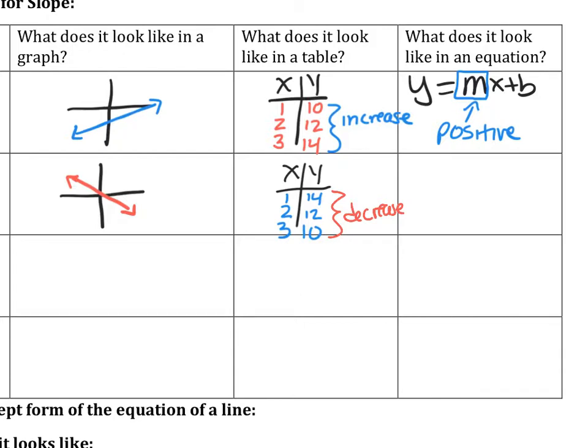And then in an equation, we'd have a negative or a decreasing slope if our m, that slope value, the number in front of x, is a negative number. Okay, so both of these, increasing and decreasing, are dealing with the diagonal lines. There are some other types of lines that we can encounter.